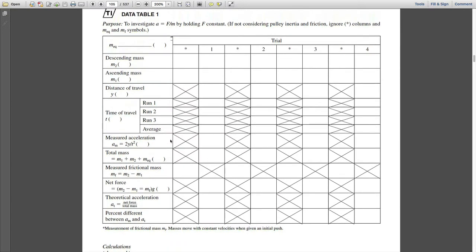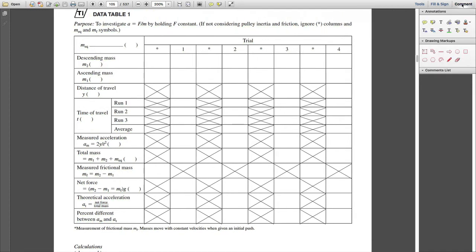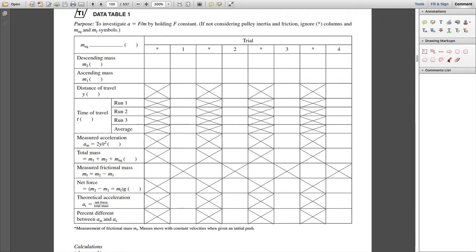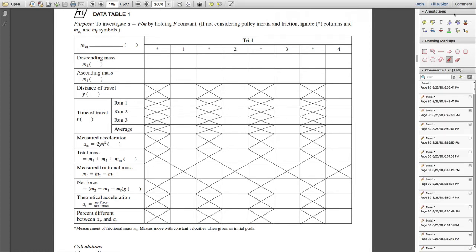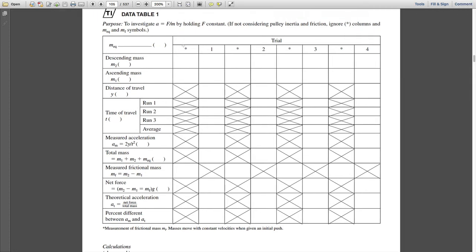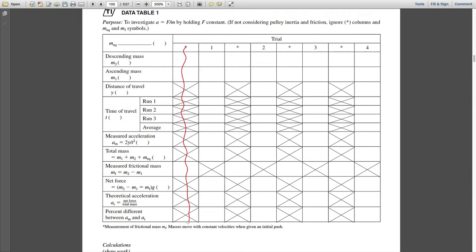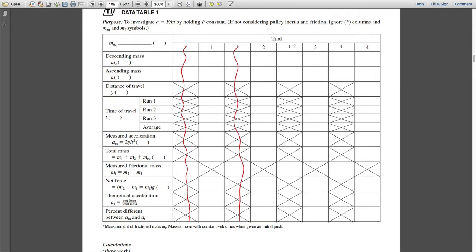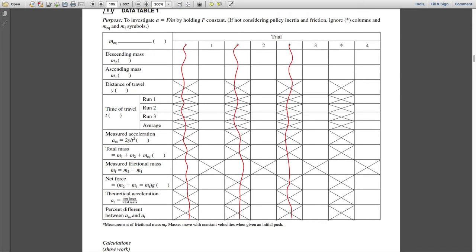Okay, so now, since we are going to ignore inertial effect, and at the same time we are going to consider a frictionless system, we're going to ignore any of the stuff right under the asterisk. Okay, so ignore this, ignore this, and ignore this, and ignore this.